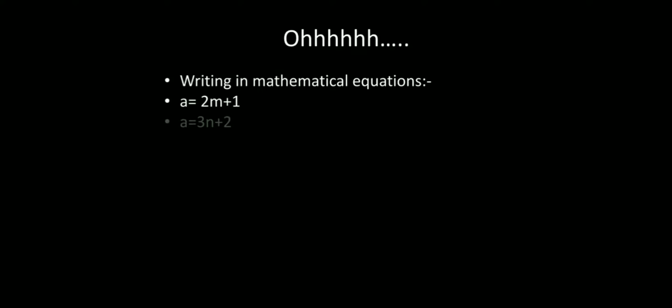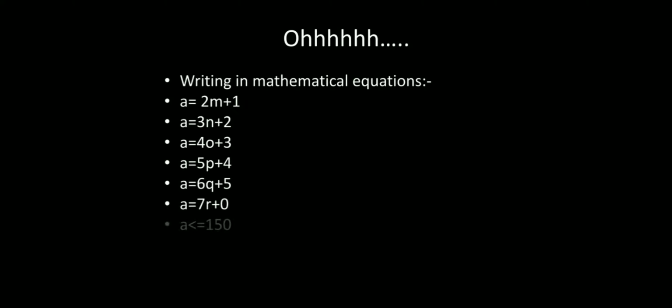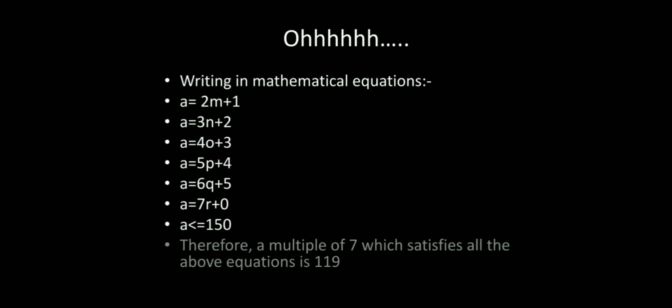It is a mathematics chapter, so let us write it in the form of mathematical equations. The first statement says that if counted in pairs, 1 will be the remainder. So a will be 2m plus 1. Similarly, a will also be equal to 3n plus 2. Similarly, 4o plus 3, then 5p plus 4, 6q plus 5, and 7r plus 0. And from this, because a is equal to 7r plus 0, the remainder is 0. So a is a multiple of 7, or you can say that a is divisible by 7.